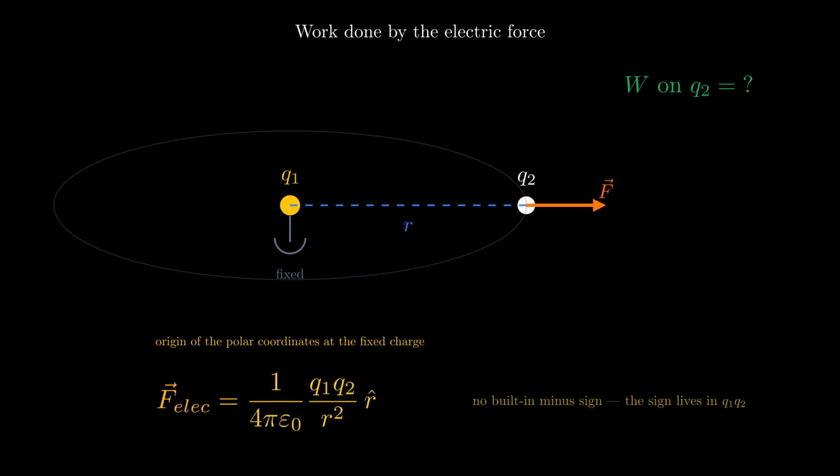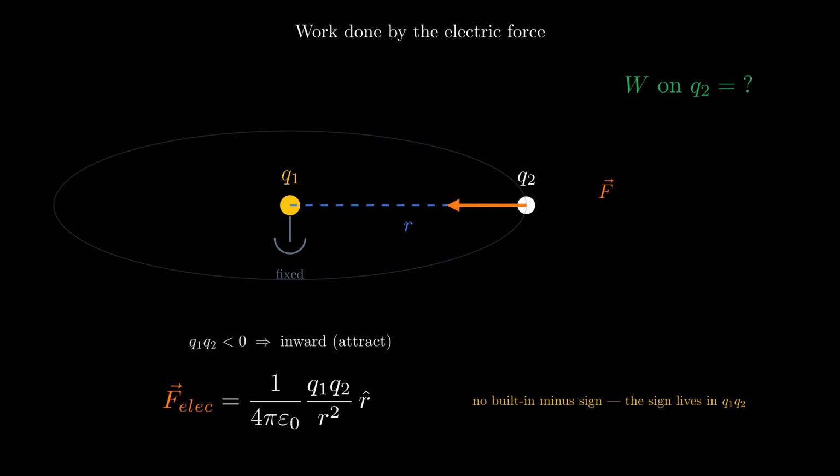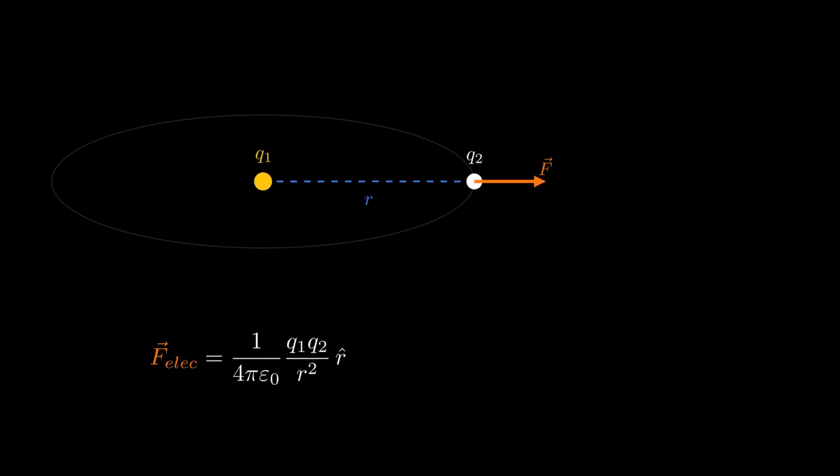1 over 4 pi epsilon naught times q1 q2 over r squared along r hat. Notice there is no built-in minus sign. The sign lives in the product of the charges. Opposite charges make the product negative, so the force points inward. Attraction. Like charges make it positive, so the force points outward. Repulsion. Gravity never offered that choice.